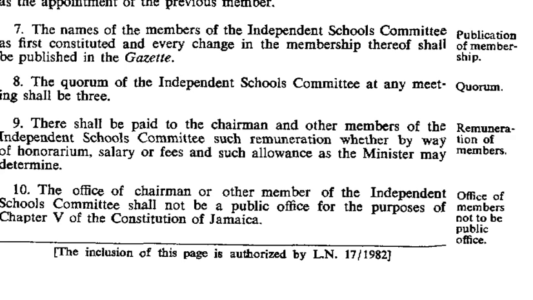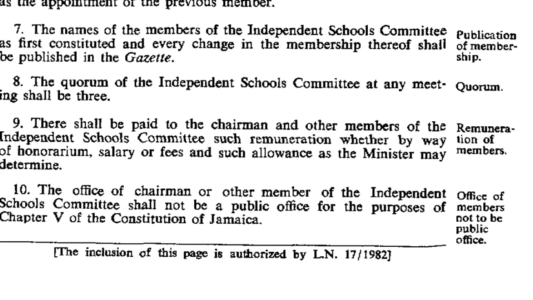Remuneration of members. 9. There shall be paid to the chairman and any other member of the Independent Schools Committee such remuneration, whether by way of honorarium, salary, or fees, and such allowances as the Minister may determine. So honorarium means payment for services that are normally given free.